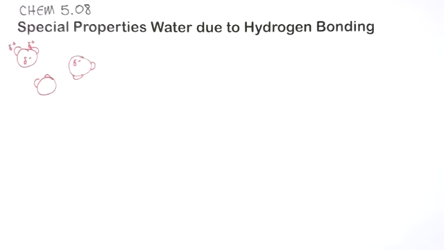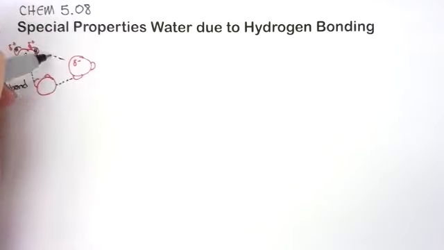And what can happen is the partial positive of the hydrogen and the partial negative of the oxygen in between different molecules. Now remember, these are covalently bonded together. This is the oxygen and this is the hydrogen and that's the hydrogen, and there's a covalent bond here and there's a covalent bond here. But the partial negative of the oxygen can attract the partial positive of the hydrogen, and that's called a hydrogen bond, or an H bond for short.